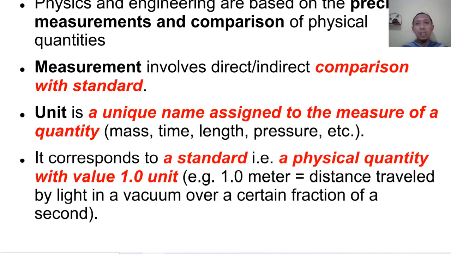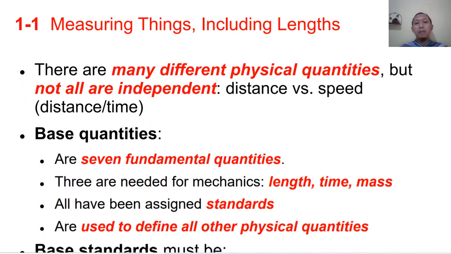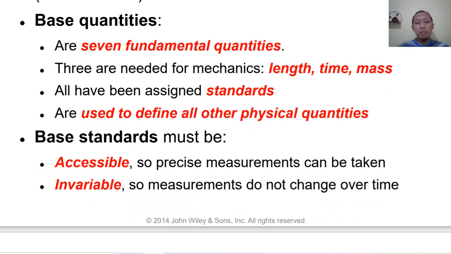So we can see another slide. A long time ago, how to measure 1 meter was not exactly the same as how to measure 1 meter right now. And there are many different physical quantities, but not all are independent. So the base quantities are what we call the 7 fundamental quantities. There are length, time, mass, which have been assigned as standards and are used to define all other physical quantities. And the standard must be accessible and invariable.